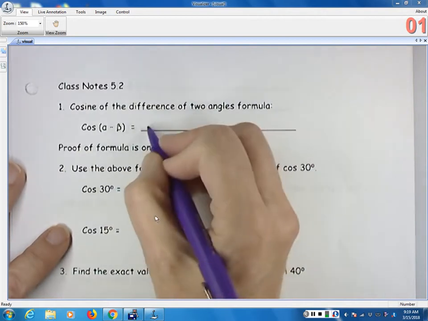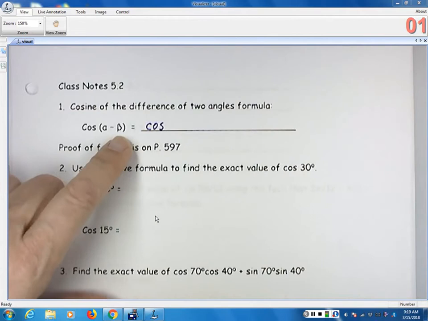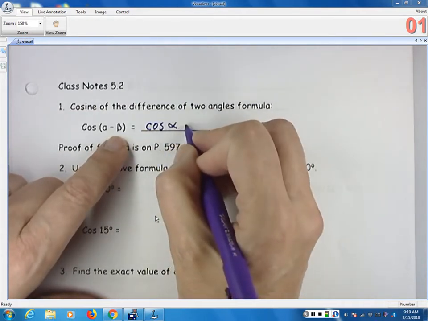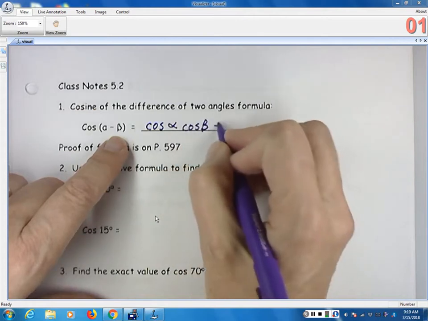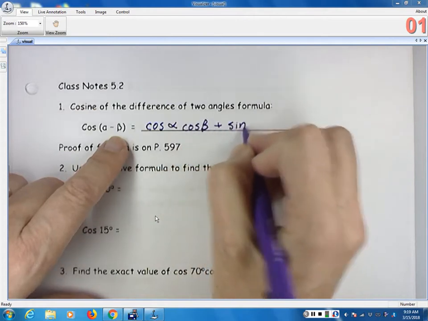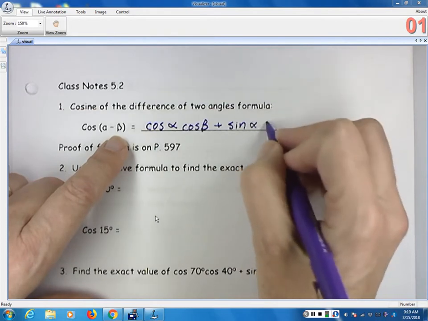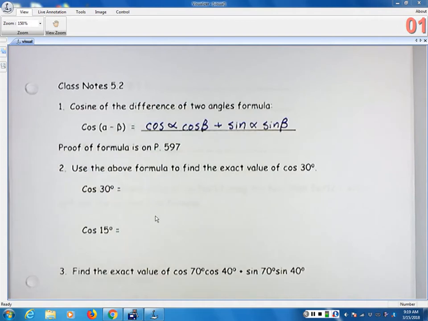It's cosine. If you've got cosine of alpha minus angle beta, it will be cosine of alpha times cosine of beta, plus sine of alpha times sine of beta.